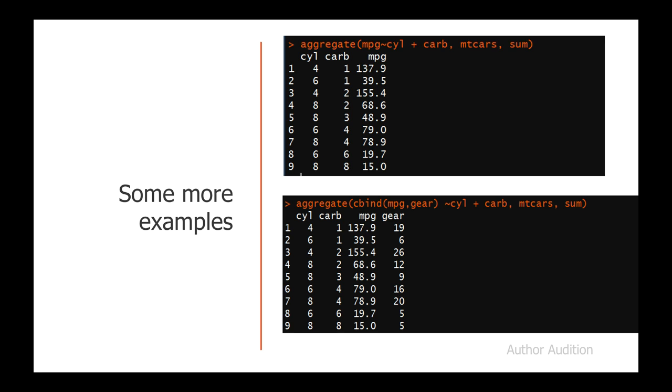Some more examples to understand the function. We can also group by more than one column by just adding a plus symbol and the column name. The first example gives the sum grouped by cyl and carb columns. In the second example, we aggregate two variables, mpg and gear, which can be done using cbind, with the two grouping variables cyl and carb, and take the sum over it.